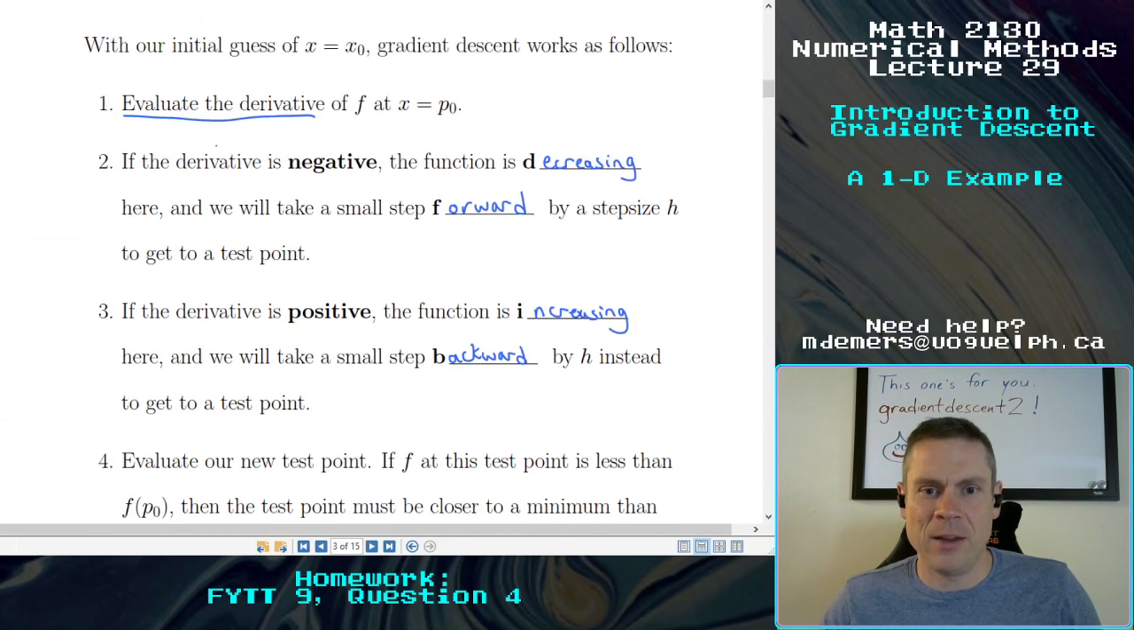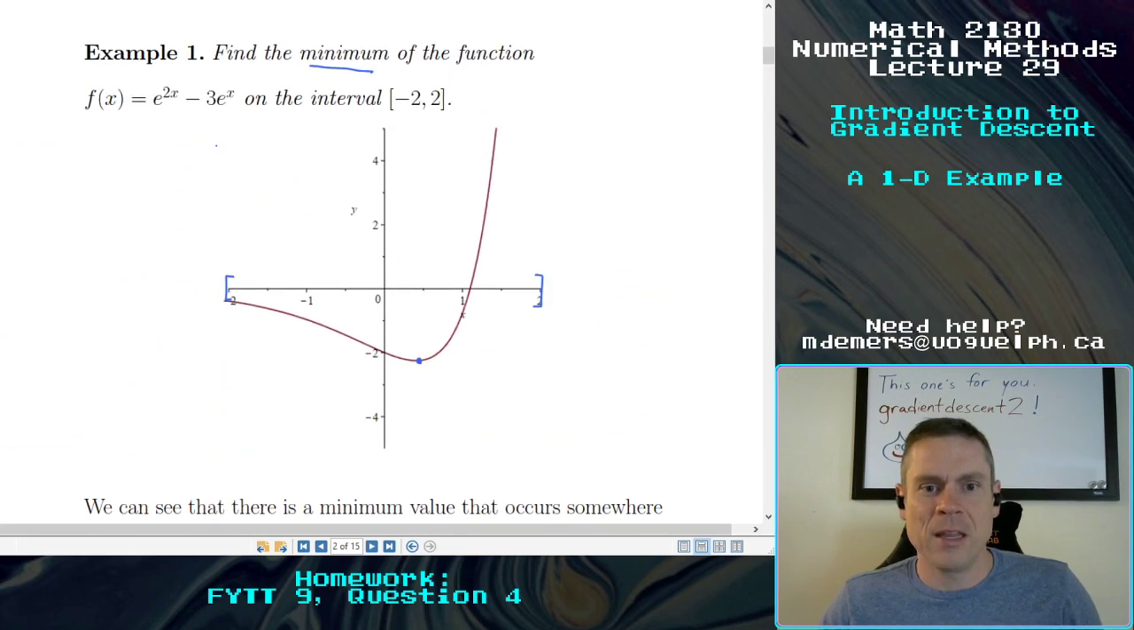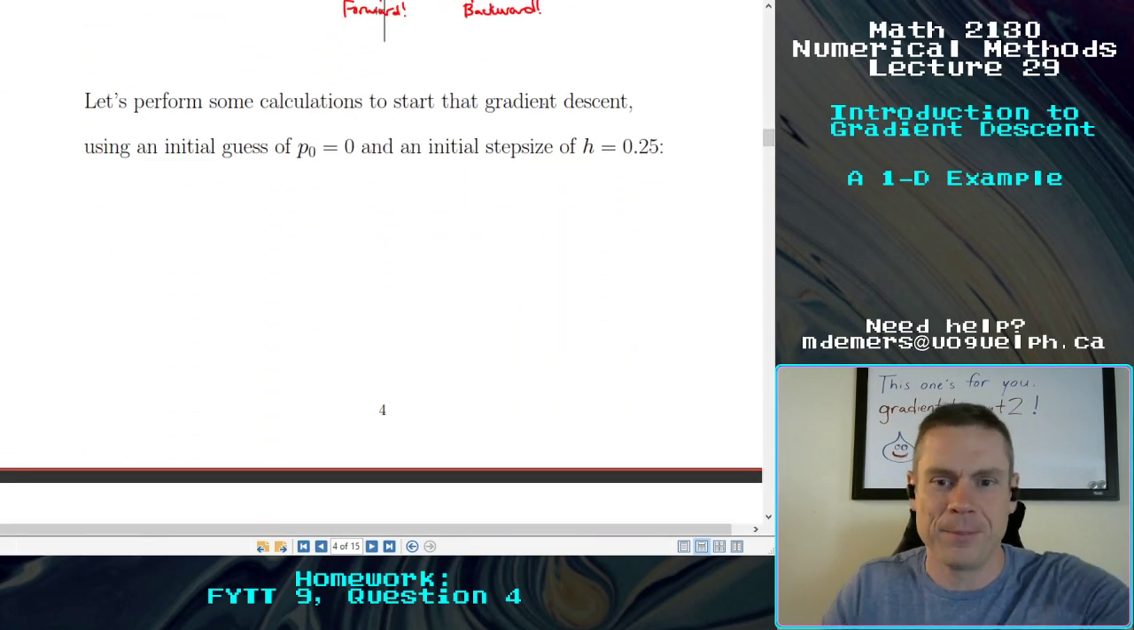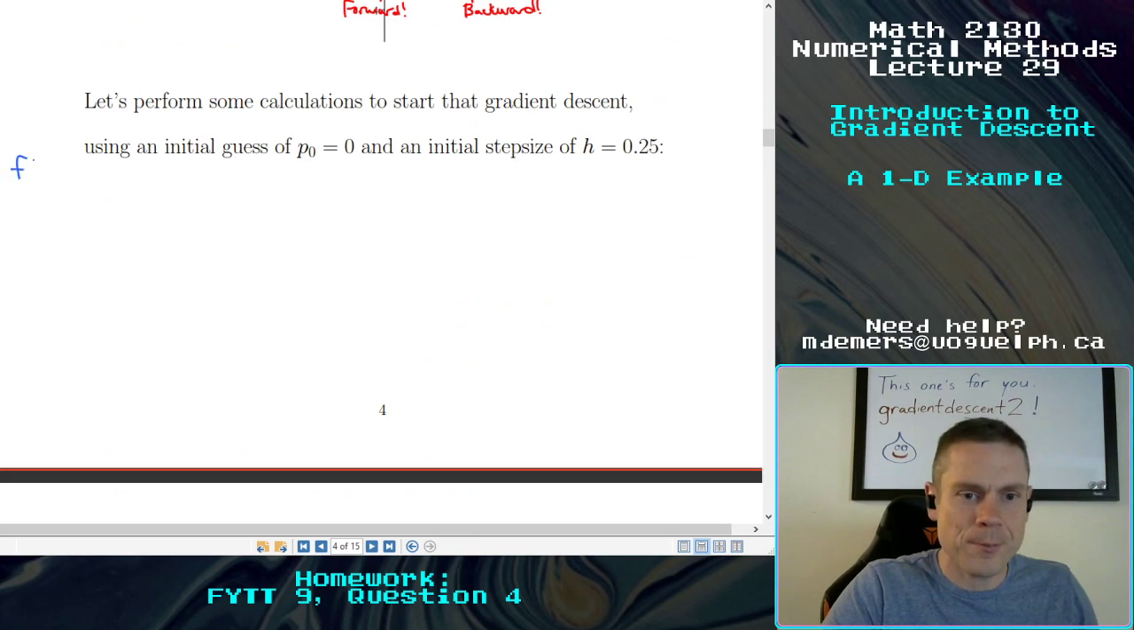I think we had it a couple pages back maybe. Yeah, it's f of x equals e to the 2x minus e to the 3x. Sorry, getting lost in my own notes here a little bit. So we had f of x equals e to the 2x minus 3e to the x.